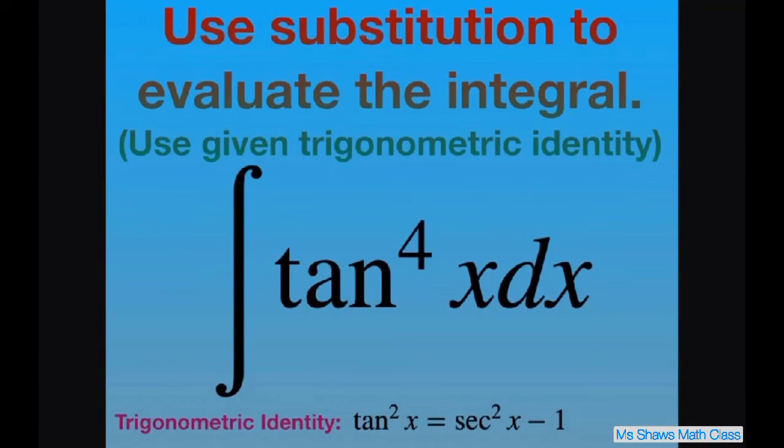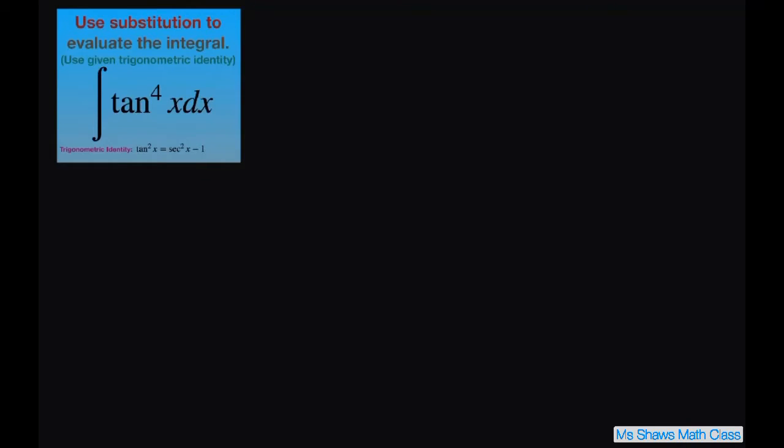We're going to use substitution to evaluate the integral. We're going to use this trigonometric identity here. So first of all, we're going to rewrite this. This is going to take a little bit of time. So using this identity, we're going to have the integral and split this up as tan squared of x times tan squared of x dx.